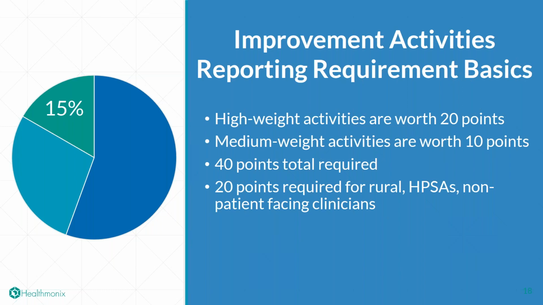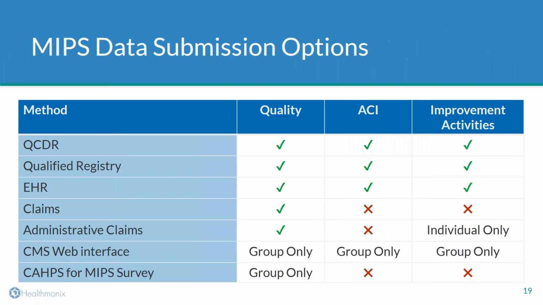All right, so now we've covered each of the performance categories for MIPS in 2017. We want to look at how you can submit your MIPS information to CMS. So here we have broken down the different performance categories as well as the different submission methods for your MIPS information. So as we look at the first three, a QCDR, qualified registry, and EHR, each can report on all three performance categories.